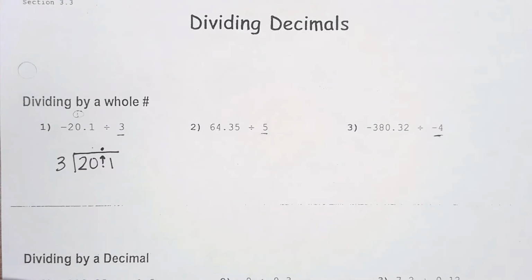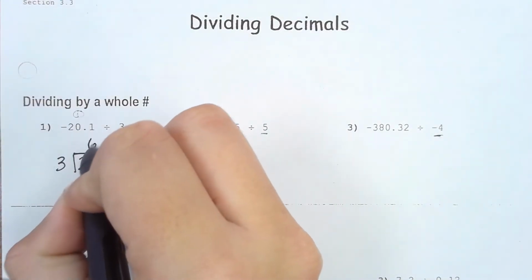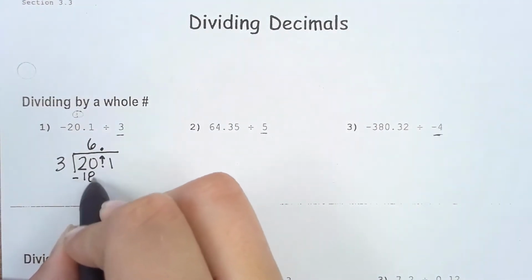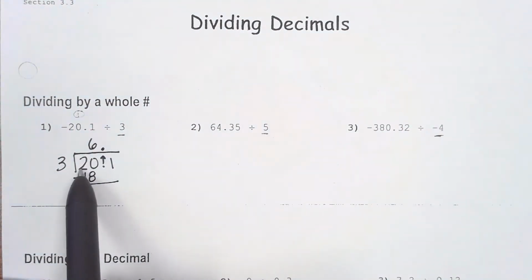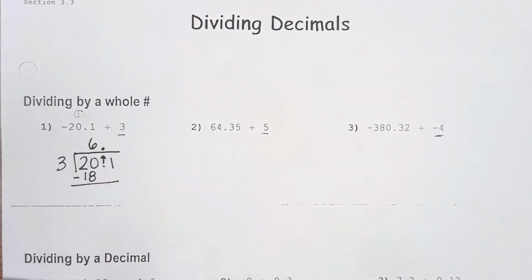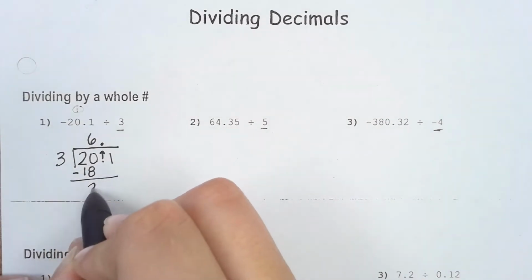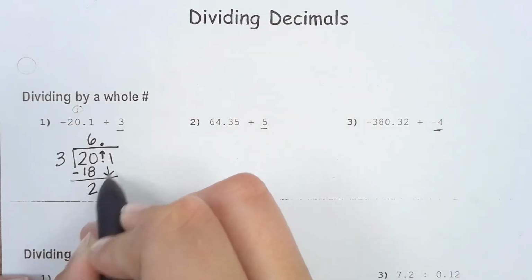3 goes into 20 how many times? 6, because 3 times 6 is 18. Notice how when I took 3 into 20, I put the 6 above the 0. Okay, now watch what happens. 20 minus 18 gives me 2. I then bring down my 1.